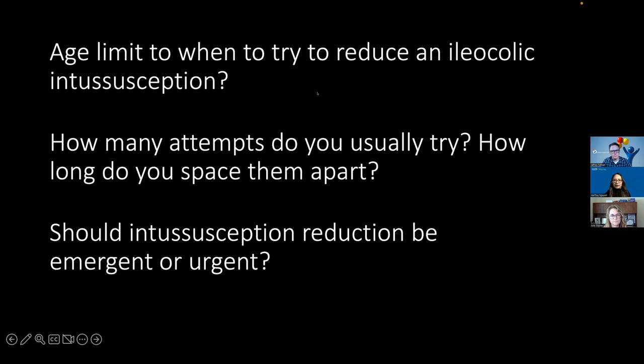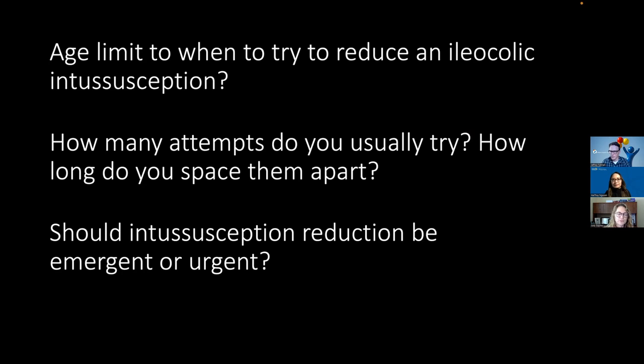Do you guys have an age limit where you say, hey, this is more likely to have a lead point and I don't want to reduce it, or do you just try anyway? And if you do try and it's not successful, how long do you space the attempts apart?